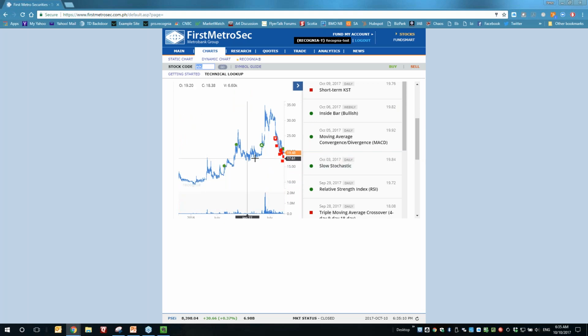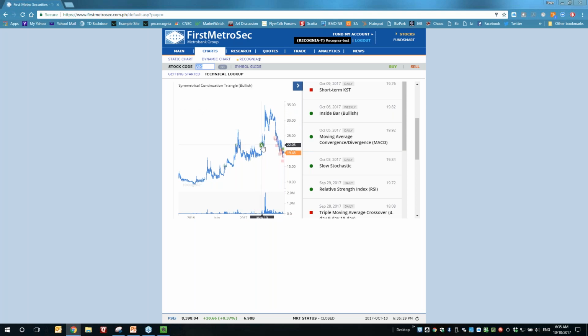We had all these green dots. These green dots are the dates where we have had bullish technical events. We hit a high back in the summer of this year, and we've been declining ever since. So the price has moved from around 33 down to 19. By the way, this is in the local currency, Philippine pesos. And you can see all these red squares along the way. These are the dates where we have had bearish events.